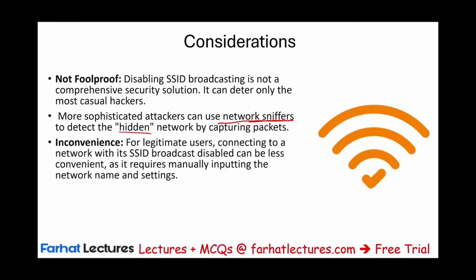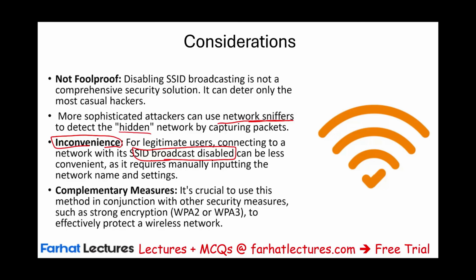Also, let's assume you have a cafe or a library or a place where people congregate, it becomes an inconvenience for them to type it in. For legitimate users, connection to a network with an SSID broadcast disabled can be less convenient, as it requires manually inputting the network name and settings, especially if the network name is difficult. So it's good to have it, but you want to complement it with other security measures, such as strong encryption, WPA2 and WPA3, which we'll look at shortly, to effectively protect a wireless network.